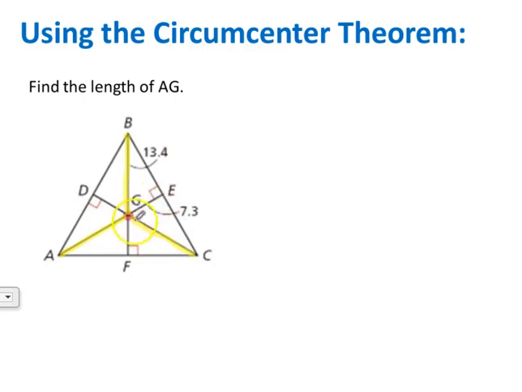Here are our perpendicular bisectors. Once we find where all of our perpendicular bisectors intersect, all the distances between that point and the vertices will be the same. And right here, one of our vertex lengths is given. So if the length from B to G is 13.4, then the length from A to G must also be 13.4, because of that theorem that we just learned.